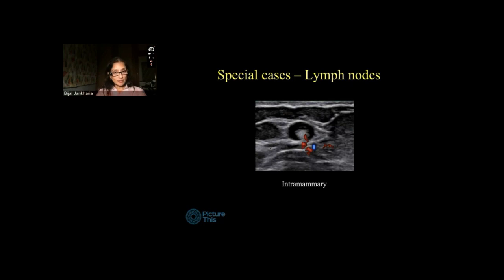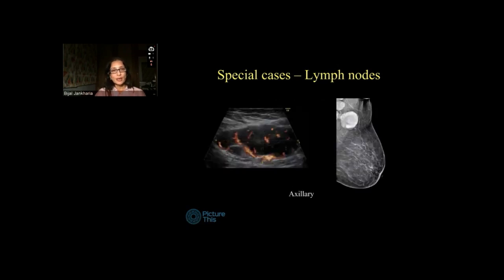Lymph nodes also come as special cases. This is a typical normal intramammary lymph node seen beautifully with ultrasound. It has an echogenic hilum as well as hilar vascularity within it. And these are usually seen in the upper outer quadrant, very often picked up just on routine screening, and have not much meaning whatsoever. And these are axillary lymph nodes.